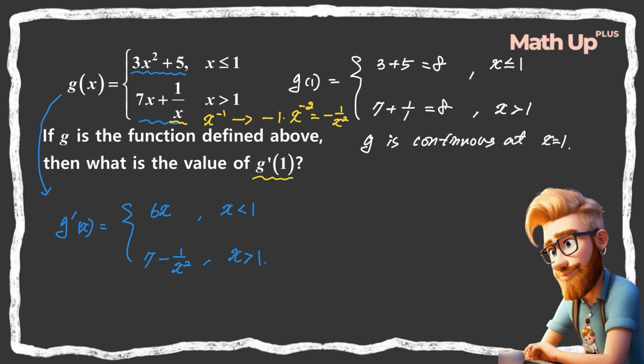So what's the derivative of g of x at x equal 1? g prime 1 is equal to, the left-hand derivative is 6 times 1, which is equal to 6 when x is less than 1, right? The right-hand derivative is 7 minus 1 over 1 squared, 7 minus 1, which is equal to 6, right? When x is greater than 1. Since the left-hand derivative, which is equal to 6, is equal to the right-hand derivative, 6, then g is differentiable at x equal 1, and the value of g prime 1, the derivative of g at x equal 1, is equal to 6.